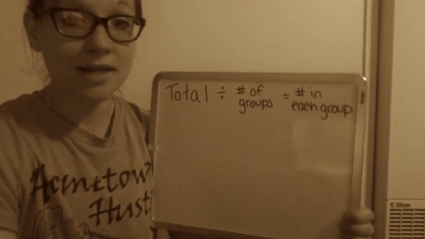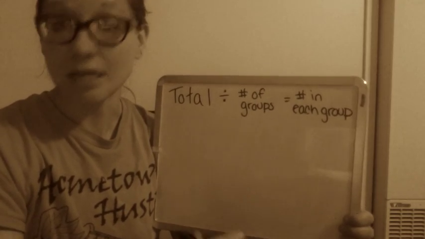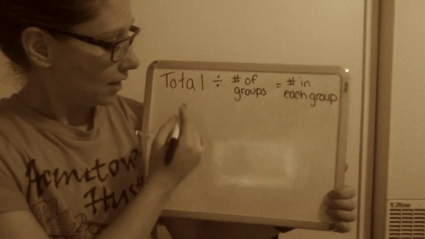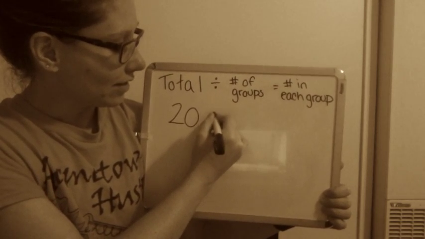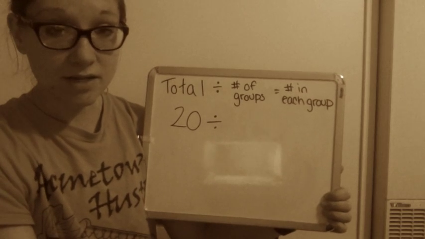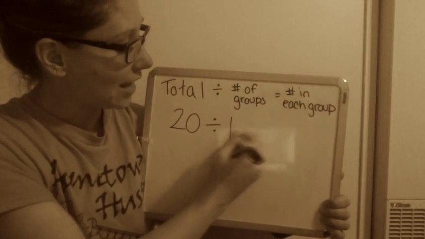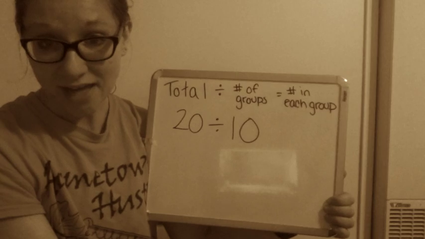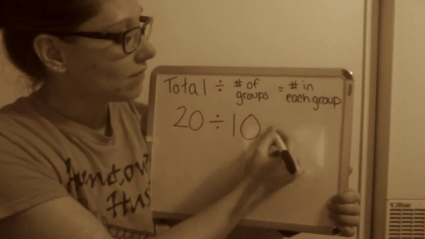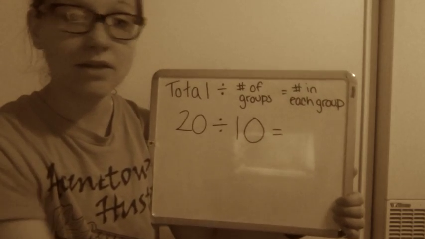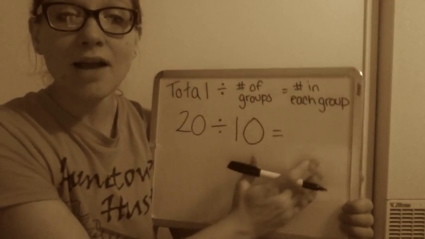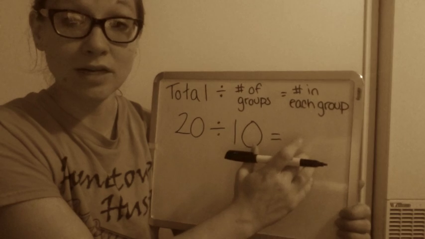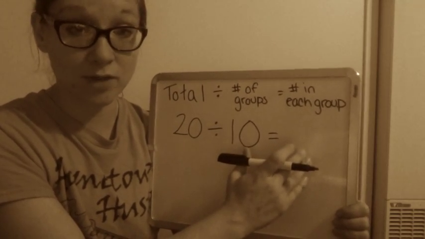So let's go ahead and stick with those cookies, and we're going to divide. Let's start with 20 cookies, and we are going to divide those 20 cookies into 10 sandwich bags. I want to know how many cookies are going to be inside each sandwich bag.